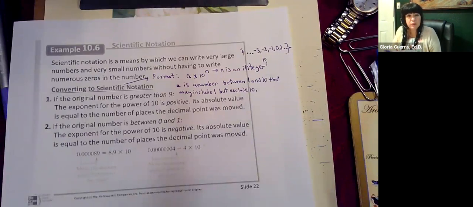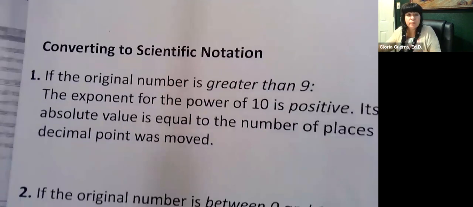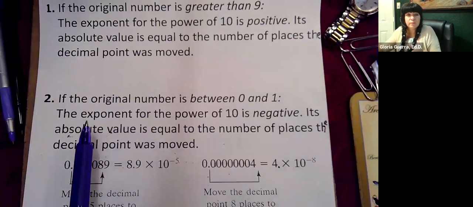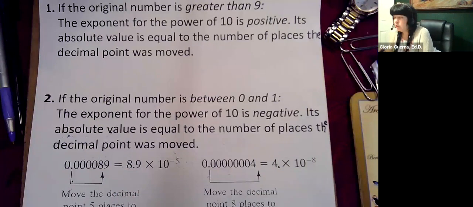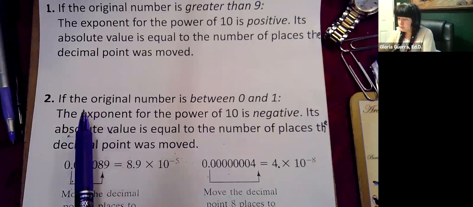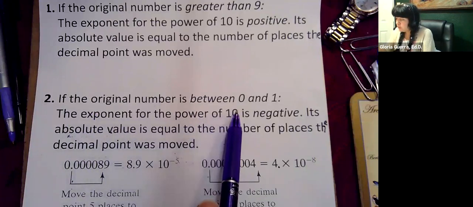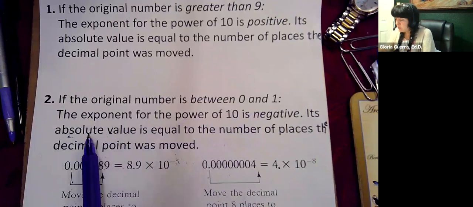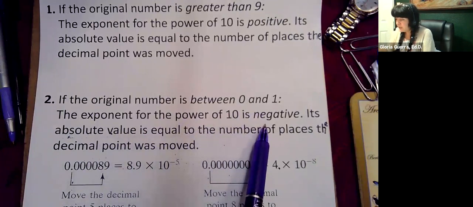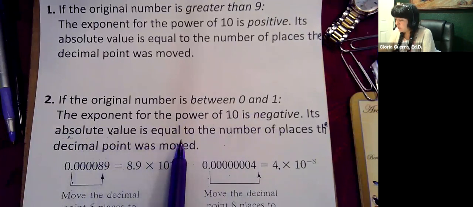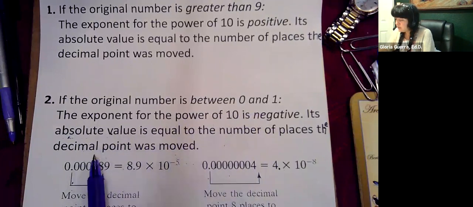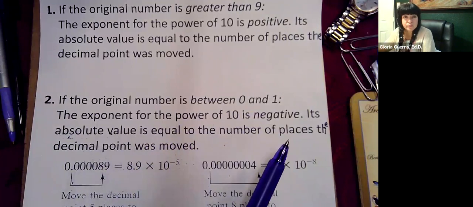But I'm going to go ahead and read the second part, number 2. And remember, I enlarged it, so I have it written here on this page. So it says that, still talking about converting, making it look like scientific notation, if the original number is between 0 and 1, the exponent for the power of 10 would then be negative. Okay. Its absolute value is equal to the number of places the decimal point was moved.